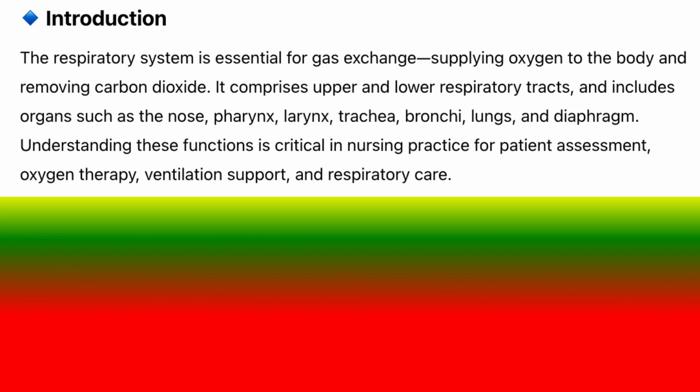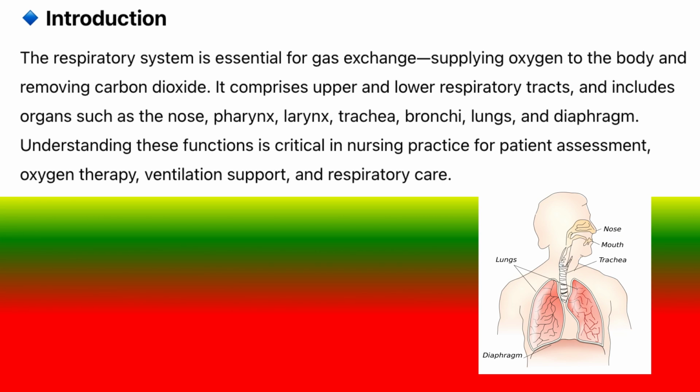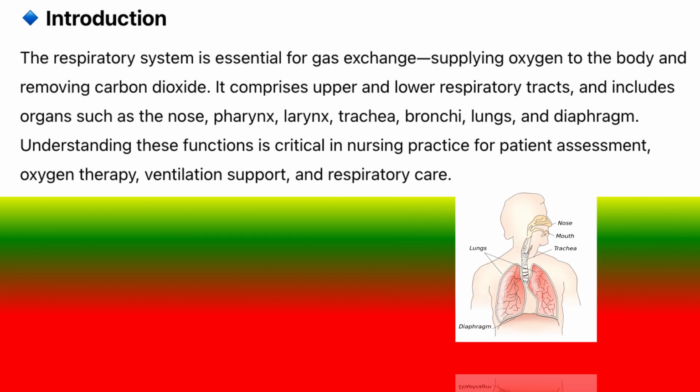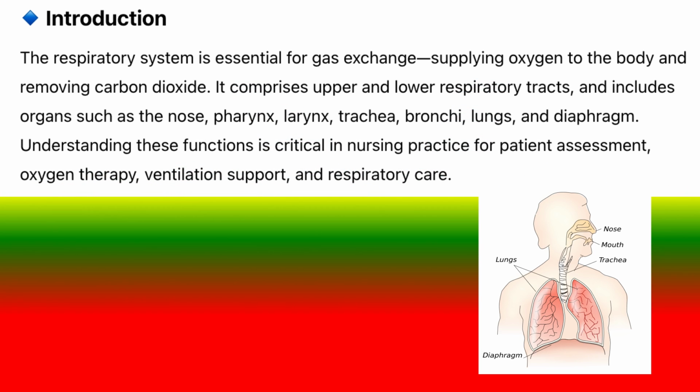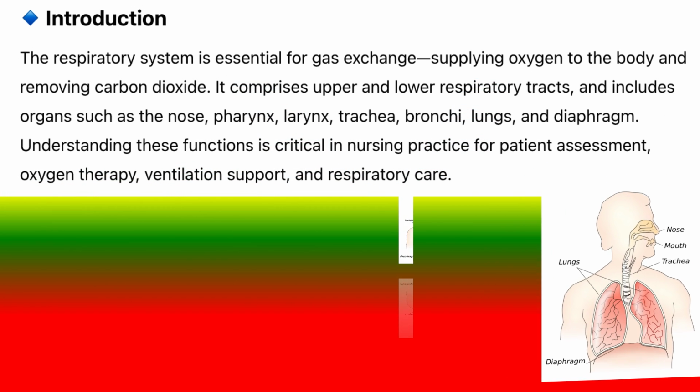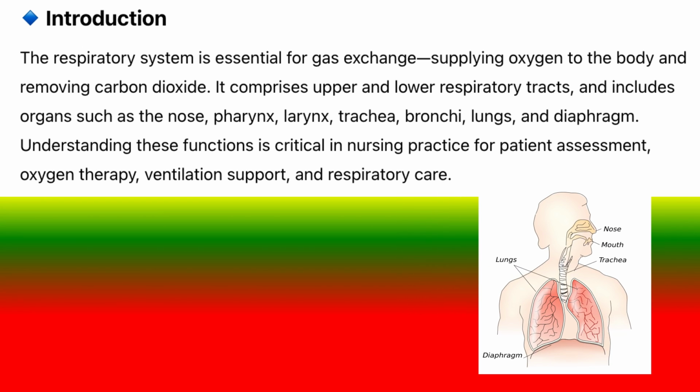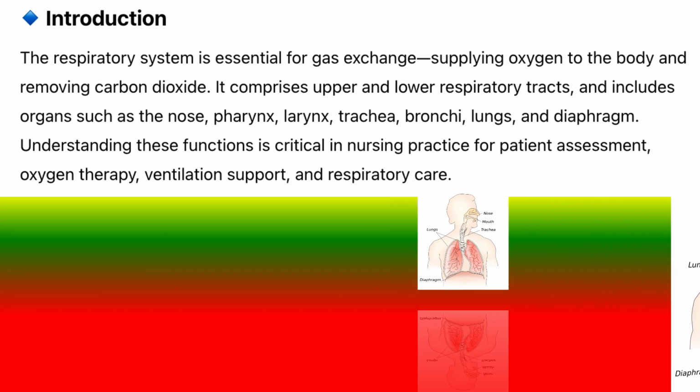Introduction. The respiratory system is essential for gas exchange, supplying oxygen to the body and removing carbon dioxide. It comprises upper and lower respiratory tracts and includes organs such as the nose, pharynx, larynx, trachea, bronchi, lungs, and diaphragm. Understanding these functions is critical in nursing practice for patient assessment, oxygen therapy, ventilation support, and respiratory care.